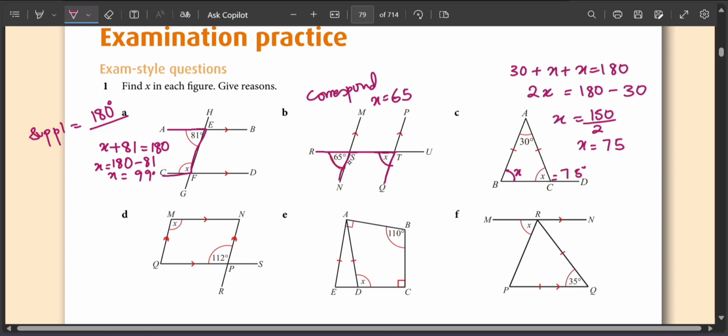For the D part, we have this parallelogram shape, and we have this x over here and 112 over here. What is going to be x? x is going to be 112 degrees because opposite angles of a parallelogram are the same.